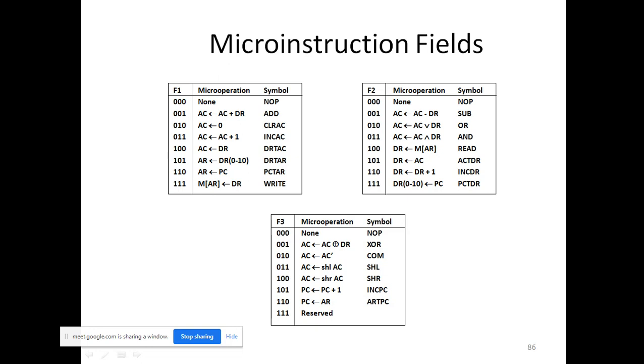Suppose we get 0 0 1 in F1, that means it is an add instruction, add operation. Suppose let us take F2. In F2, when you are giving 0 1 1, maybe it is a logical AND operation, like that. Whereas in F3, if it is in 0 1 1 condition, that means a shift left or right operation. So these are all arithmetic, logic, shift operations.